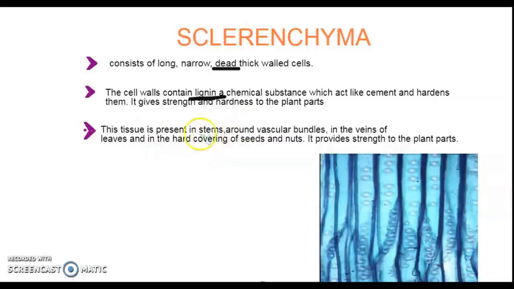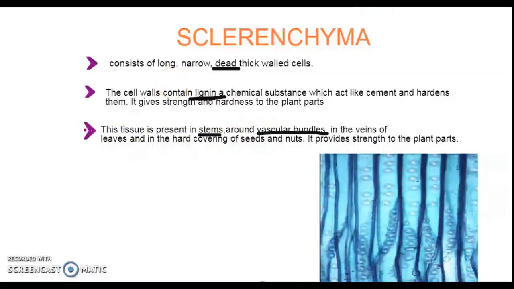This tissue, where is it present? It's present in the stem around vascular bundles. What are vascular bundles? They are the bundles or pipes that help to transport minerals and water from root to leaf and from leaves to other parts of the body. They are like the veins, the blood system that we have in our body. In the same way, the plant has vascular bundles which transport the nutrients that the plant requires.